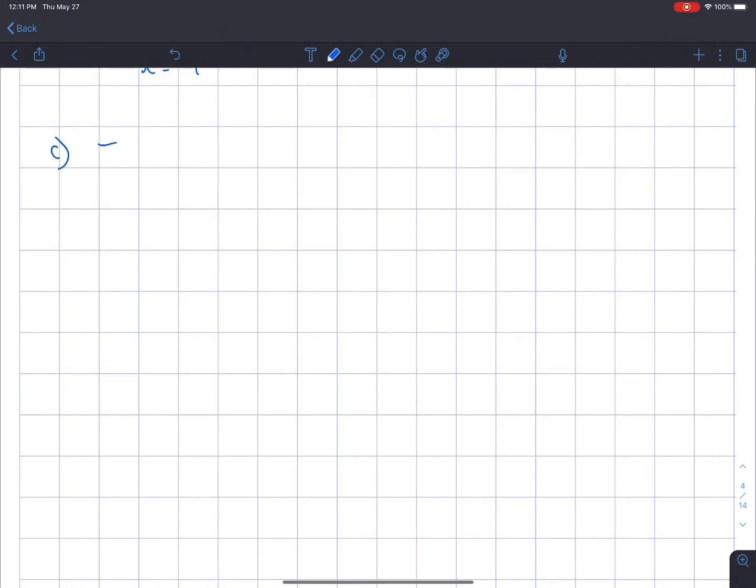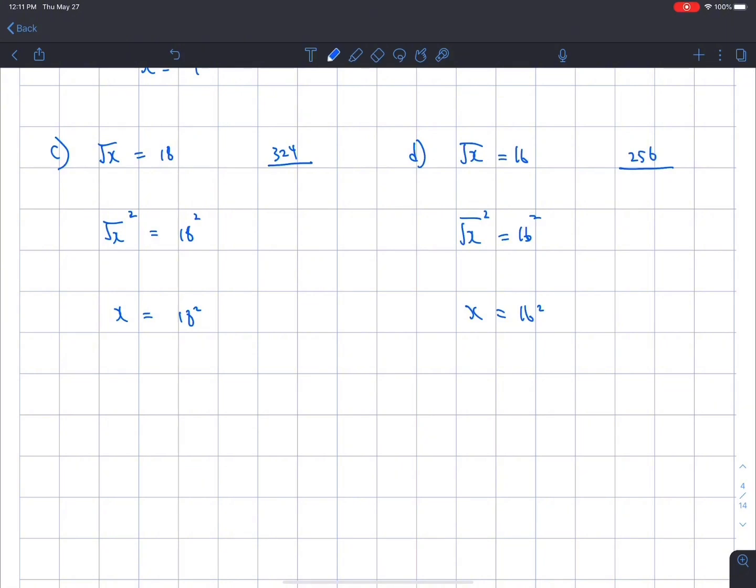C, the square root of x equals 18. Same idea, we just square both sides. So the square and square root cross each other out. We get x equals 18 squared. And 18 times 18 is 324. D, square root of x equals 16. Again, we will just raise both sides to the power of 2. Because square and square root cross each other out, we get x equals 16 squared. And 16 times 16 is 256.